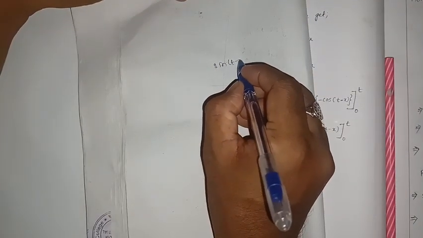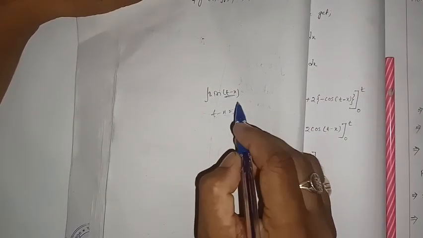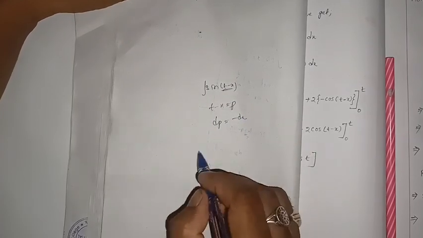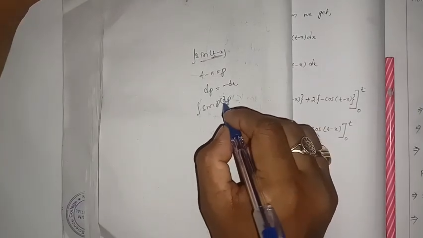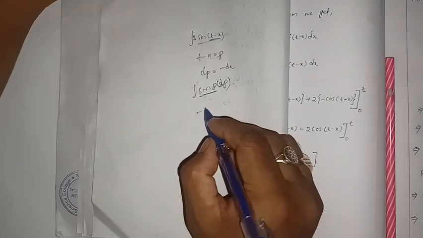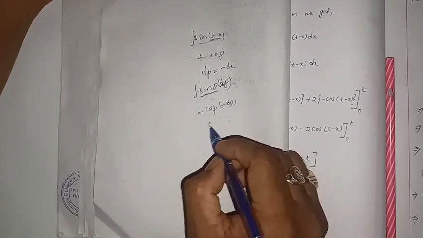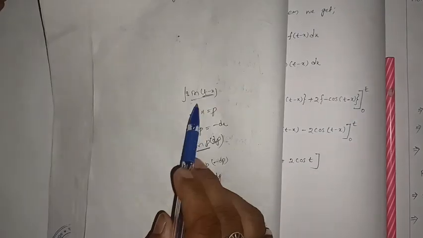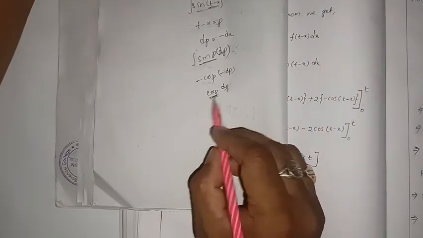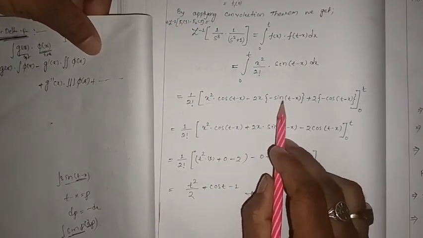Take the integration of sin(t minus x). Consider t minus x as p, so dp equals minus dx. So this will be sin p into minus dp. The integration of sin p is minus cos p, and with minus dp it will be cos p. So p is nothing but your t minus x, and we get it in the positive form: cos(t minus x).